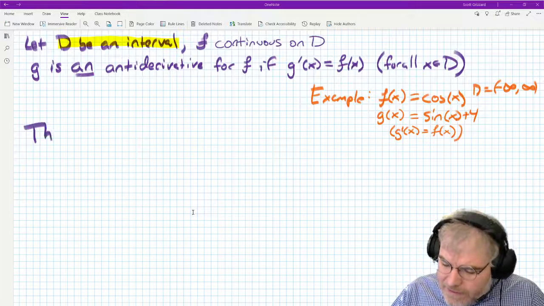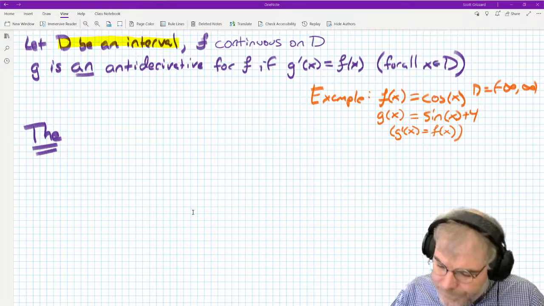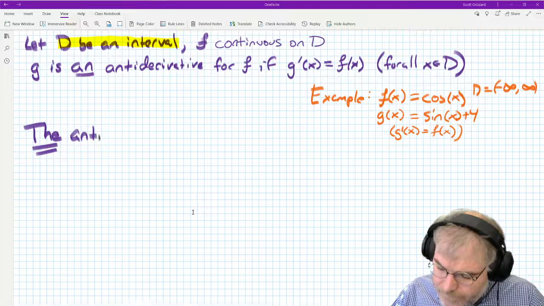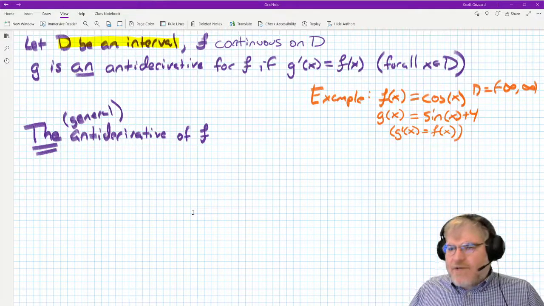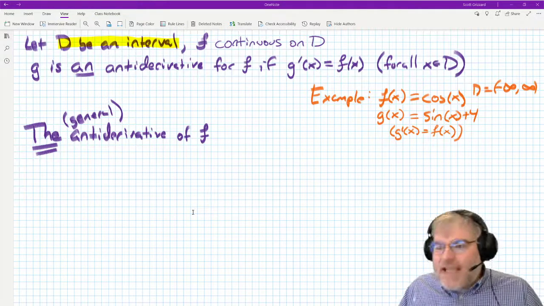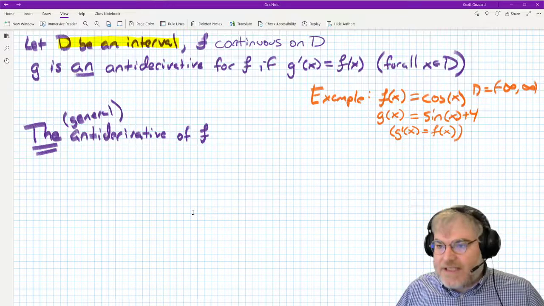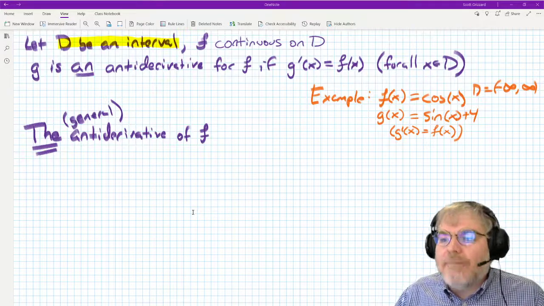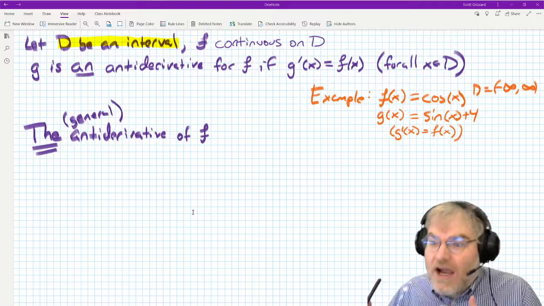The antiderivative, and this language absolutely stinks, it should be the general antiderivative, but no one actually says that. They say the antiderivative. I mean, WebAssign says it. The book actually says the general antiderivative, which is awesome. But you don't always get the word general. What you get is the article the.